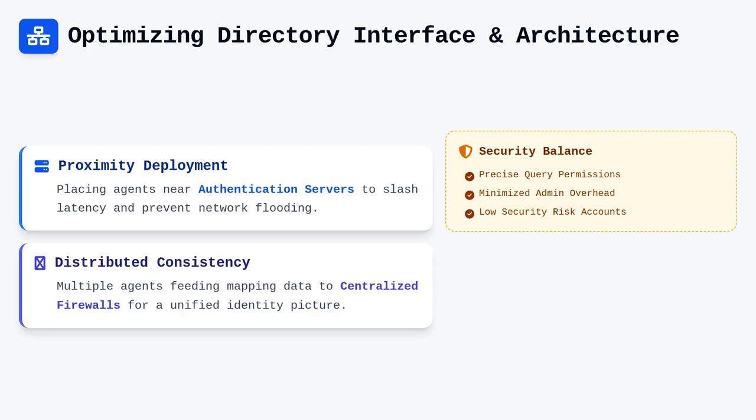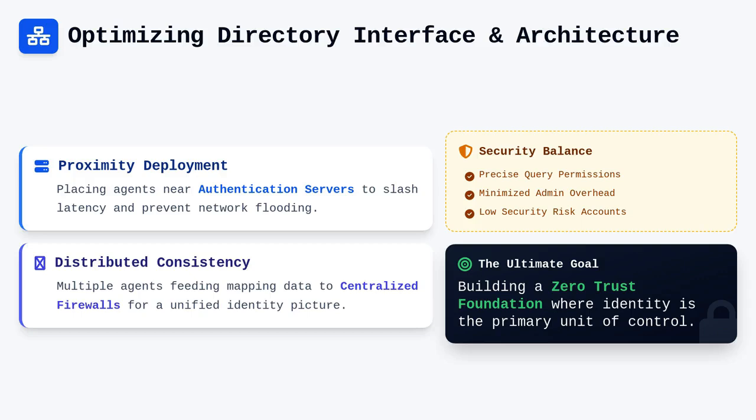We must also consider the administrative overhead of managing these services and ensuring that the account used for directory queries has the necessary permissions without being an excessive security risk itself. Ultimately, this architecture is not just about logging. It is about building a foundation for zero trust, where identity is the primary unit of control.